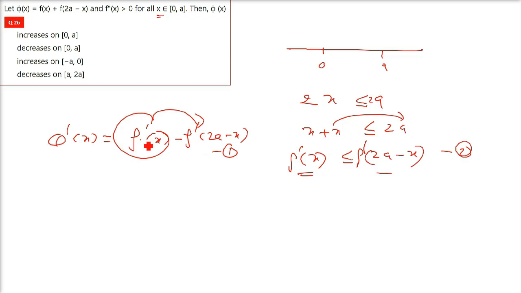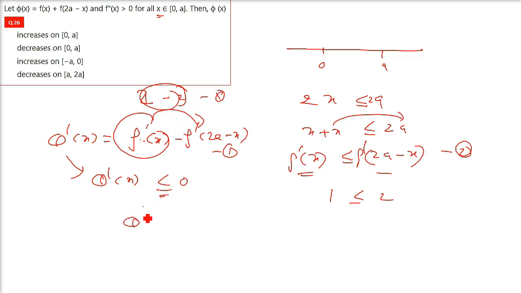From the second equation, it proves that the first term is less than or equal to the second term. Take numbers, for example: 1 is less than 2. So when you subtract 1 and 2, you'll get a negative, because the first one is lower than the second one. So phi dash x will always be less than or equal to 0. That is, you are getting a negative. This phi dash x is less than or equal to 0. That means we are talking about decrease. If the differentiation of any function is less than or equal to 0, that means that function is decreasing.